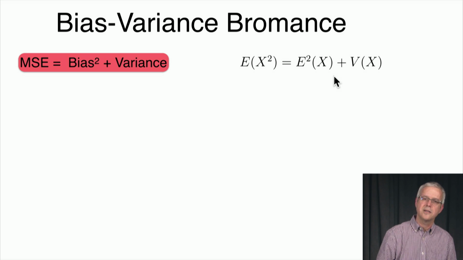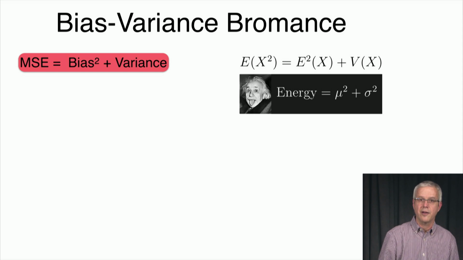If you want, you can think of it as the probabilistic version of a physical truth. In physics, we know that the energy is E equals mc squared, and here we can think of the expected value of x squared as the energy of x. So the energy of a random variable is mu squared plus sigma squared, instead of m times c squared.